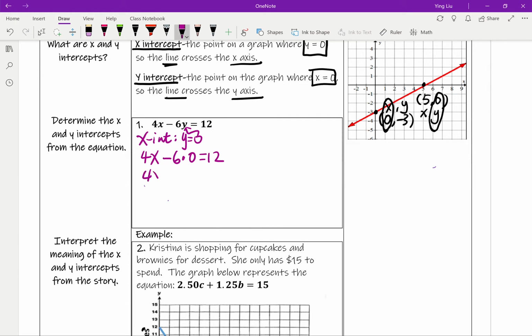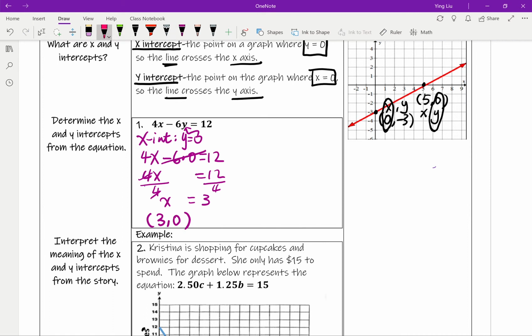So 4x minus 6 times 0 is just 0, so this whole thing is basically gone. So 4x equals 12, divided by 4 on both sides. So we can solve that x equals 3. Okay, so that tells us the x-intercept is 3. And if we write it as a point, that's going to be 3 comma 0. That's the x-intercept. And for the y-intercept, it's very similar.